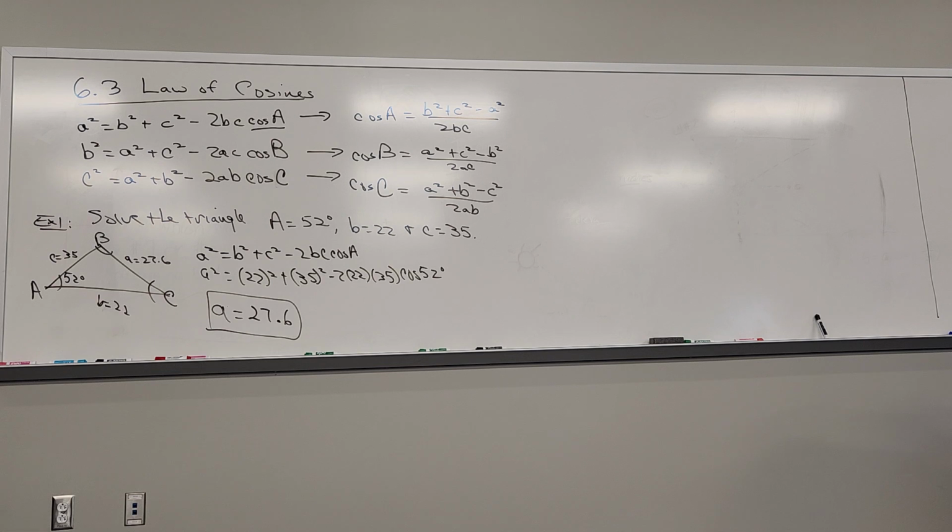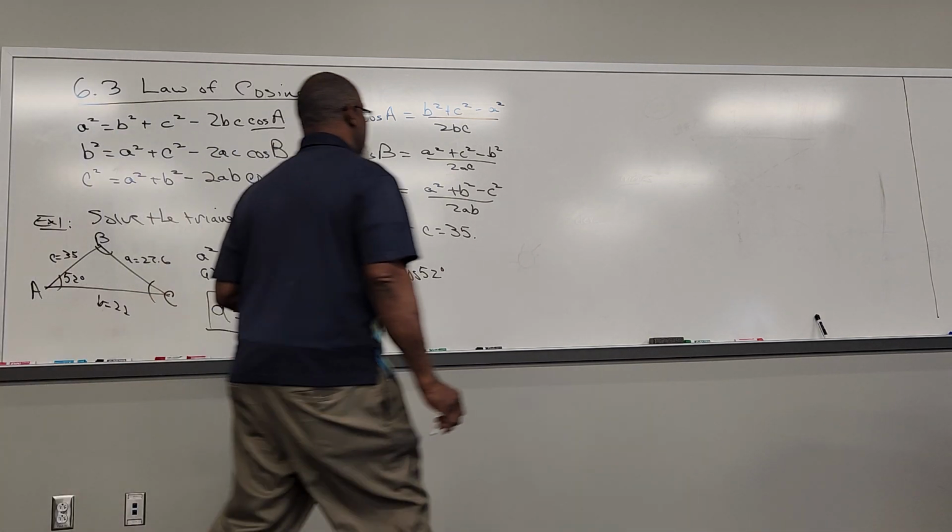Once you find A, now that I know two sides and one angle, I can use the law of sines to find angle B. So now we'll use the law of sines to find angle B.